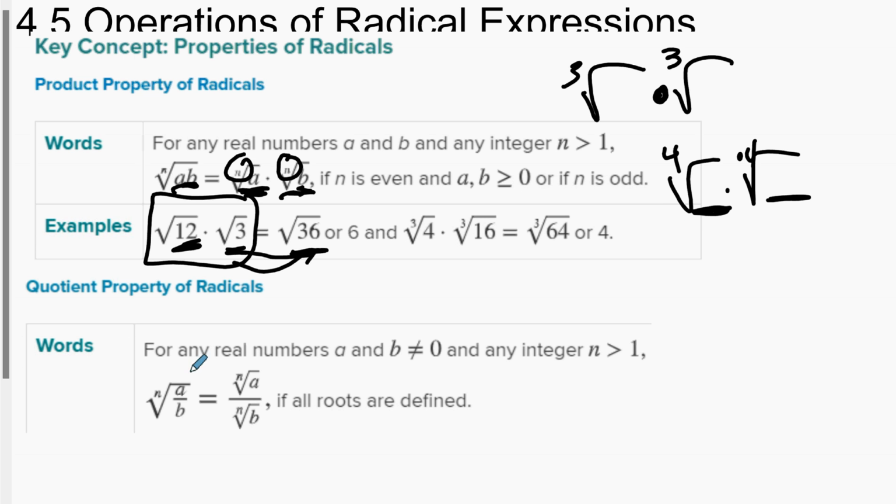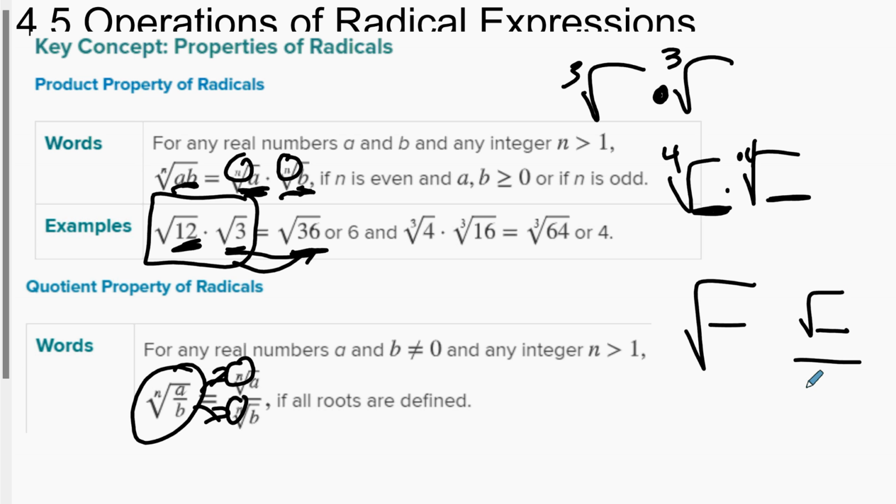And when I'm dividing, I can separate those into two as well, with the same index. Anytime I take the root of a fraction, I can separate that into the root of the top over the root of the bottom. Whatever the index is, these become the same index. So A over B. That's the idea behind simplifying.